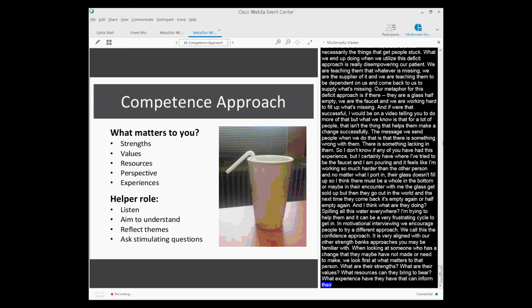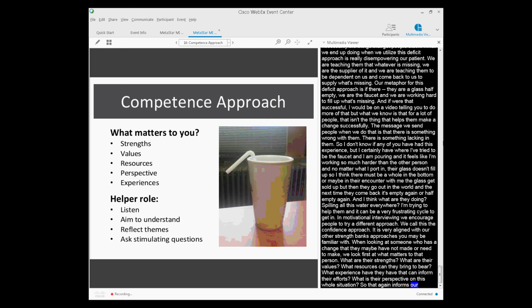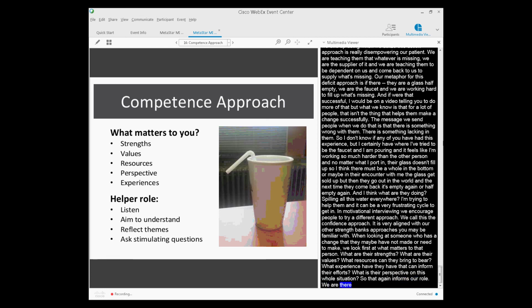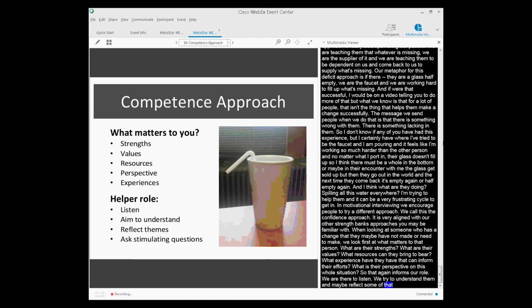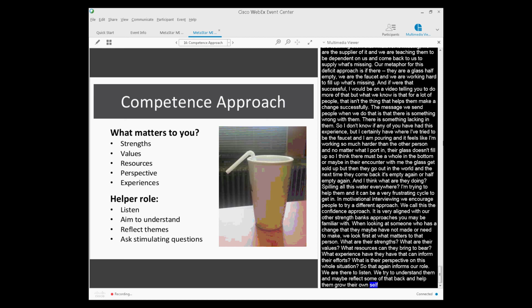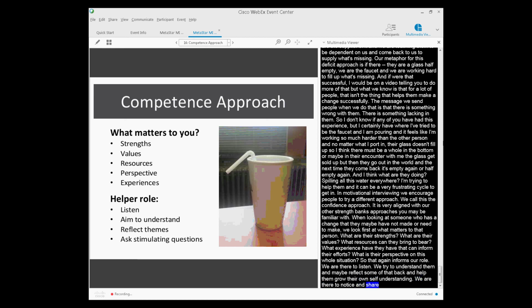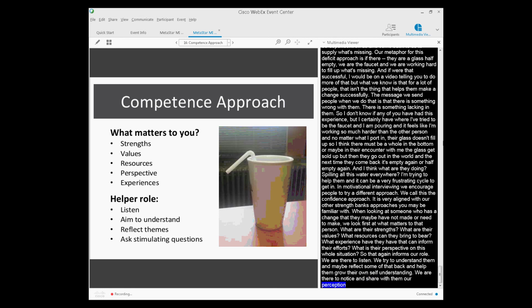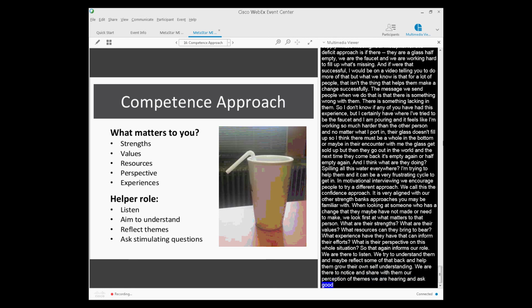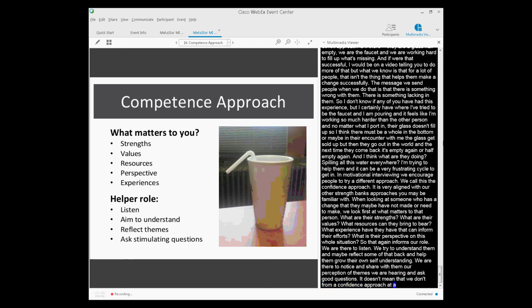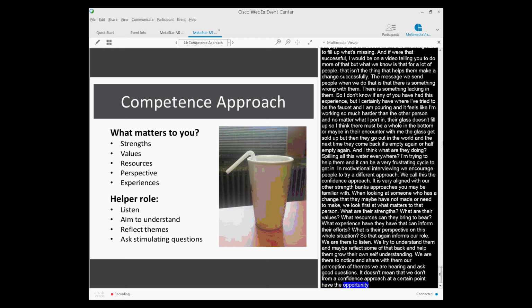And so then that, again, informs our role. We're there to listen. We try to understand them and maybe reflect some of that understanding back and help them grow their own self-understanding. We're there to notice and share with them our perception of themes that we're hearing, and ask good questions. It doesn't mean that we don't, from a competence approach, also at a certain point have the opportunity to educate or inform or link to resources, but what it does mean is that we're not using that as our first approach to try and motivate people.